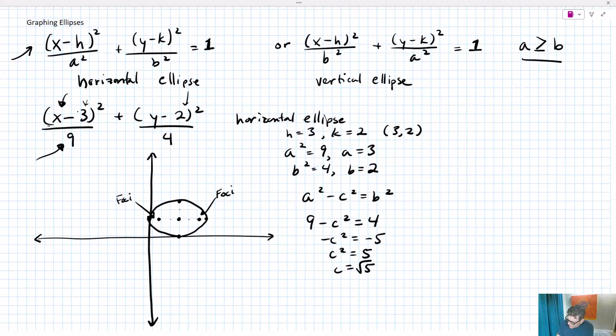And then if we need to find our foci, we'll use a squared minus c squared equals b squared to find what c is. Remember that our foci are going to be along the major axis, right? So our major axis here is that length right there. And so consequently, make sure you put your foci in there. And that's how we go out and graph an ellipse.